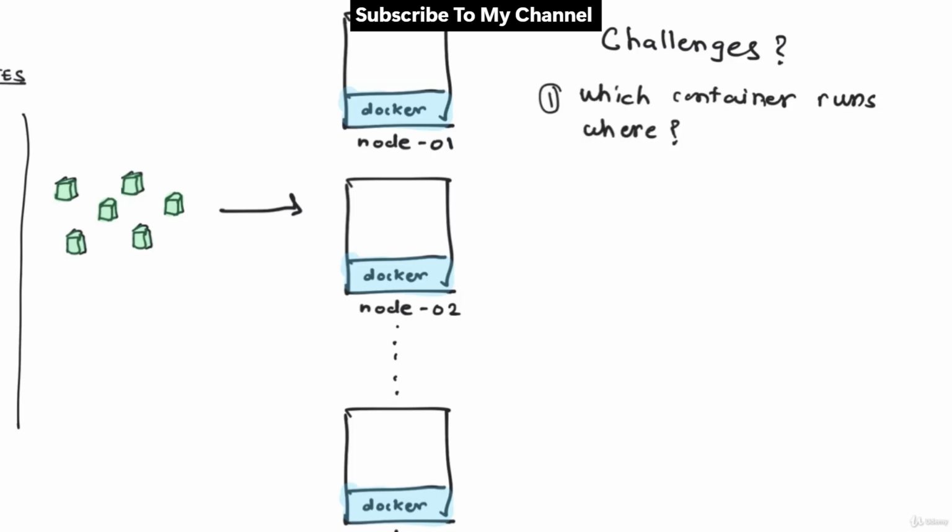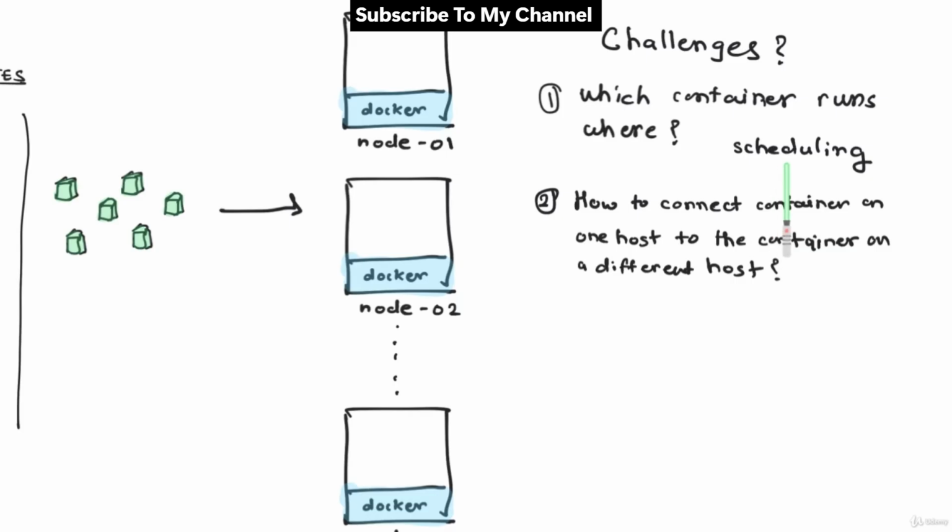Now, the first challenge I am going to think about is how do I decide which container runs where, because I might have to run different types of containers on specific types of node. Let's say CPU intensive node, memory intensive node. I'll also have to know about resource availability. This is a typical scheduling problem. So the first challenge is scheduling.